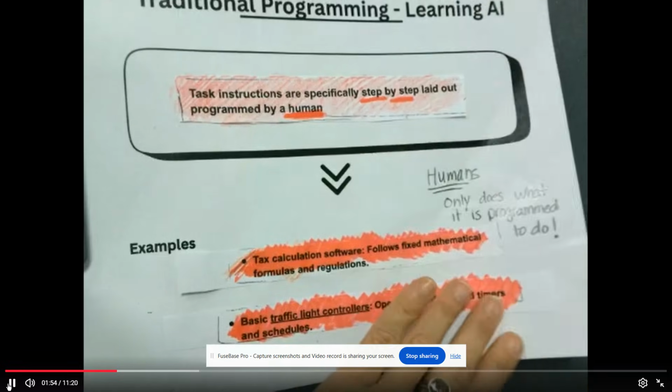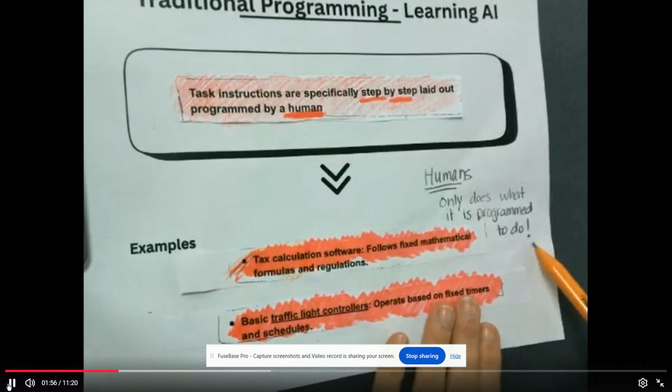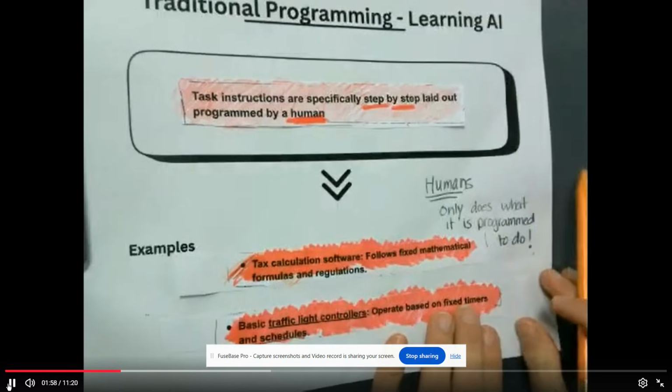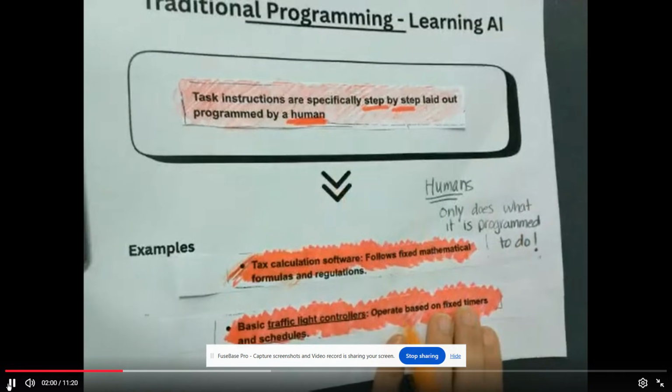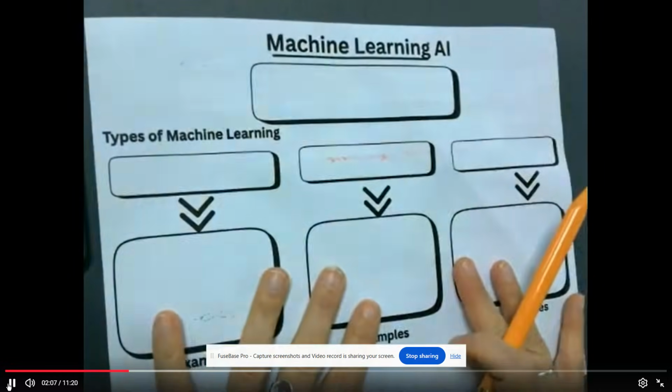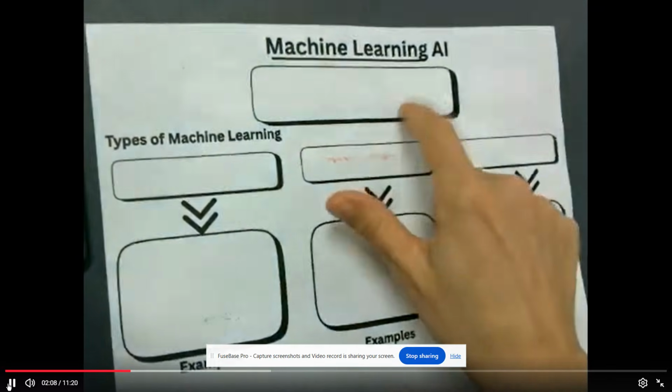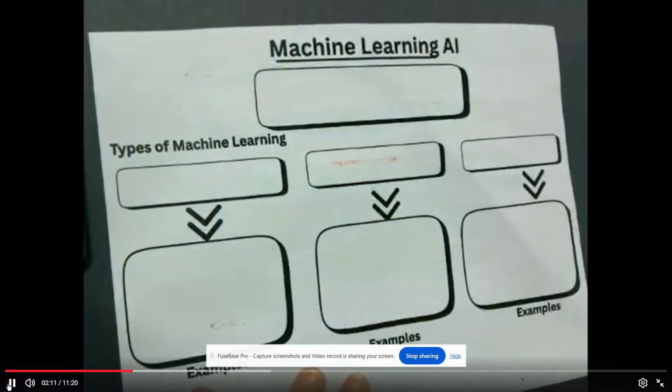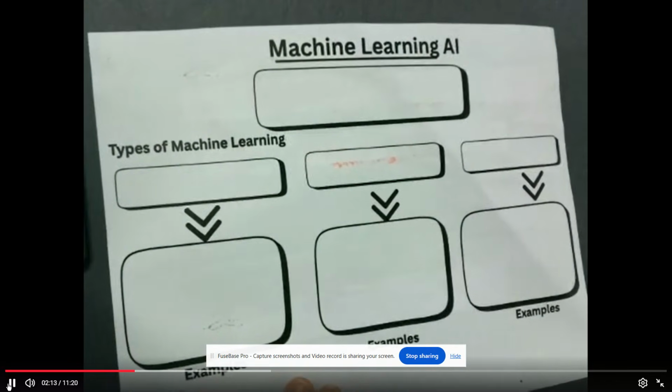And flipping our page to the other side, machine learning. As the name suggests, this learning is done by a machine. So it's a computer learning on its own. There is not a human involved in this method of coding or this method of AI. Okay, this is all done by the machine.